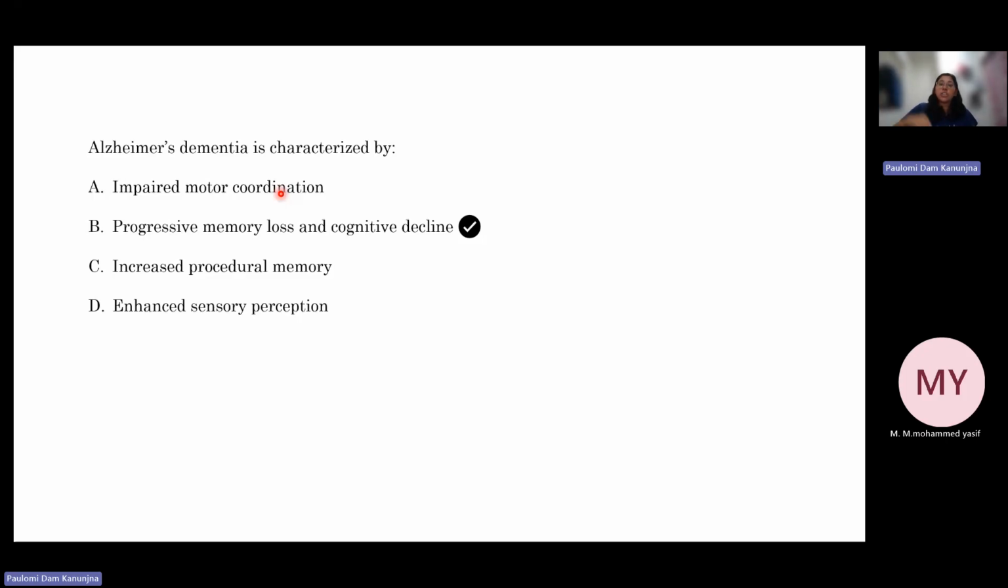So motor coordination is a problem for Parkinson's. And enhanced sensory perception and increased procedural memory are not part of dementia. Dementia is the opposite. Dementia has loss of memory, and you don't really have any increased sensory perception.